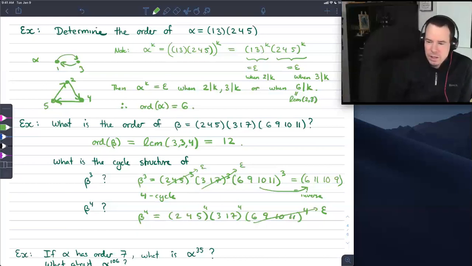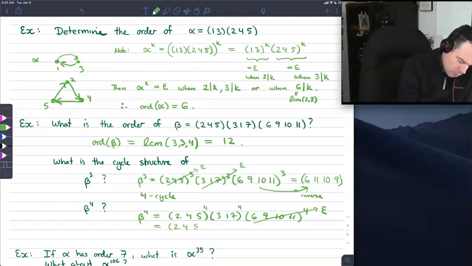Exactly. They're unchanged because raising it to the 4th power is the same as multiplying it to itself 3 times and then multiplying 1 more to it. But multiplying to themselves 3 times is the identity. So these things turn out to just be themselves. And so this is 2 3 cycles. That's the cycle structure.